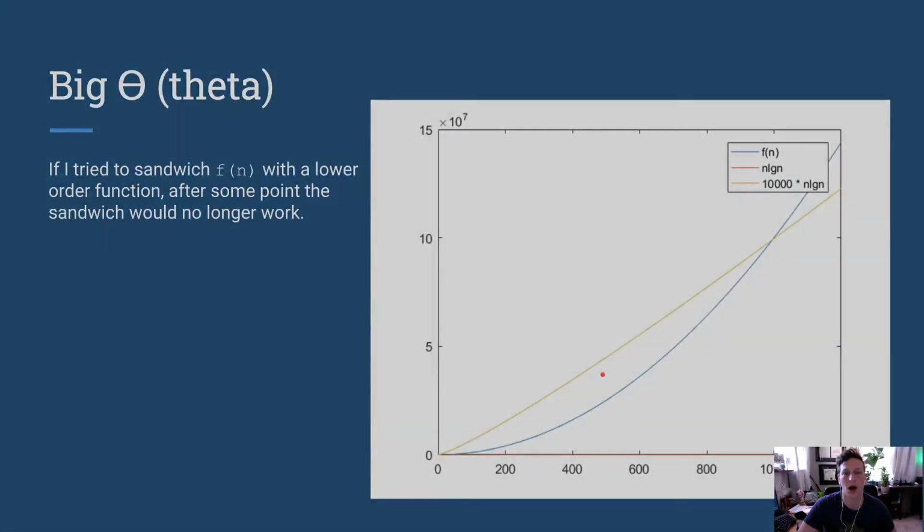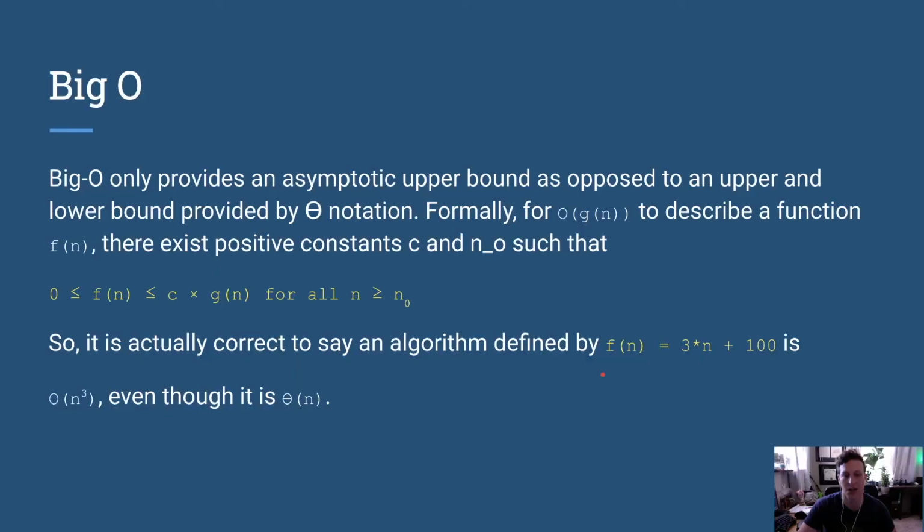With big O, I don't have that lower bound to worry about, so I can just choose any term that's either my highest order term or higher than my highest order term and be technically correct. So 3n plus 100 is technically big O of n cubed, even though it's big theta of n. It's also big O of n. It's also big O of n squared, etc. But that's why people usually don't use big O in this sense. Usually when they say big O of n, they mean there's a tight asymptotic bound of your function with n.